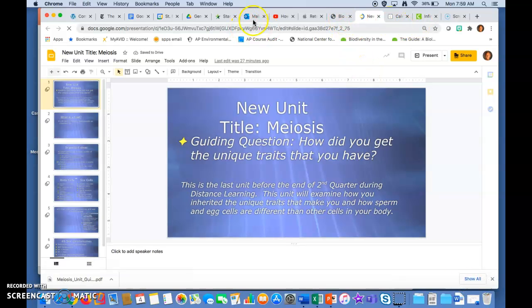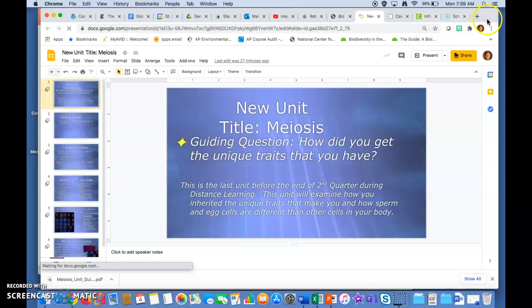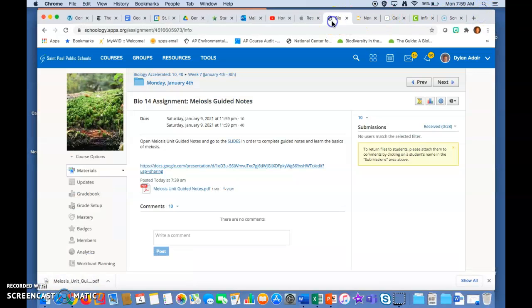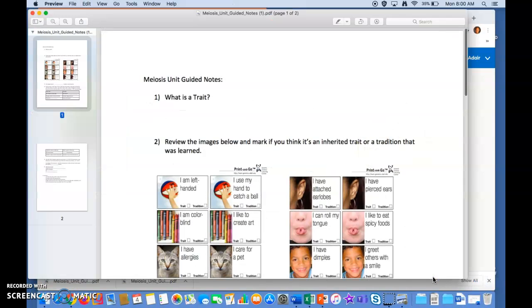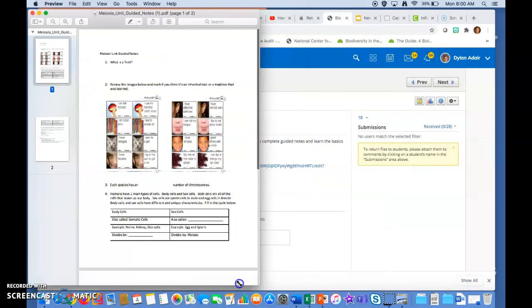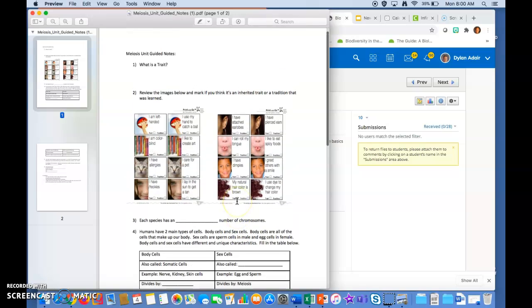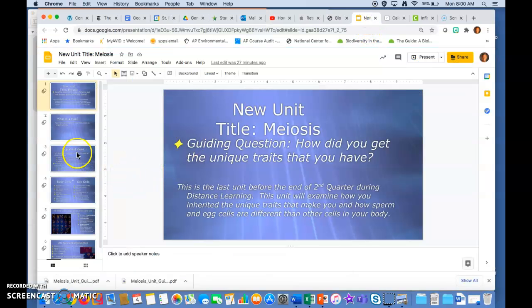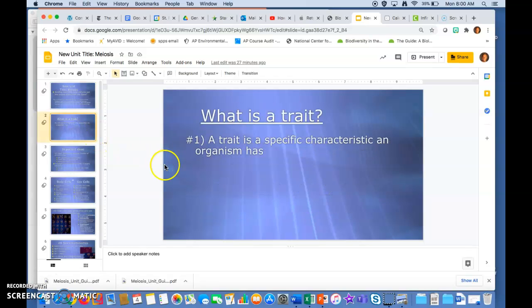So as you saw earlier, my guided notes did not open for some reason. Let's make sure that's going to work. Try one more time. Here we go. There they are downloaded. So this is what your guided notes look like. It's pretty simple. We're just going to look at a couple different things, traits, and the two major types of body cells. So as you go through these slides, you're going to want to have the guided notes open. I actually labeled the slides with the numbers that correspond to your guided notes.